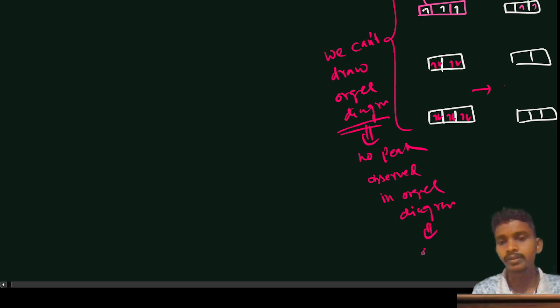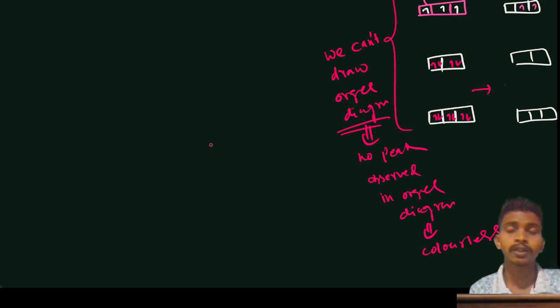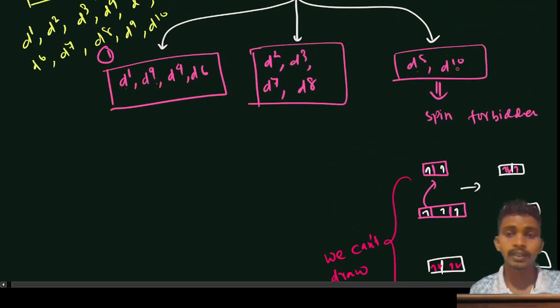So these are colorless. Whenever you are talking about Orgel diagrams, we will not speak about d5 and d10. If asked about d5 and d10, we will say that no Orgel diagrams are drawn for them, no peak is observed, and these are colorless compounds.